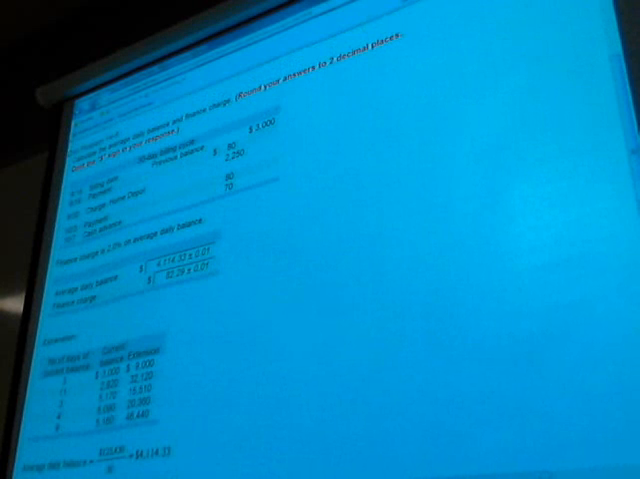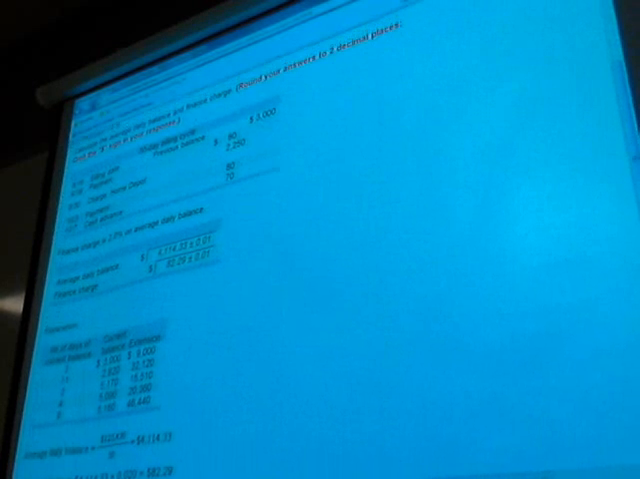Let's see. No, it's different. Okay. Something different. Now this is number 8. This is the credit card problem. This is where you have to find the average daily balance and the finance charge.